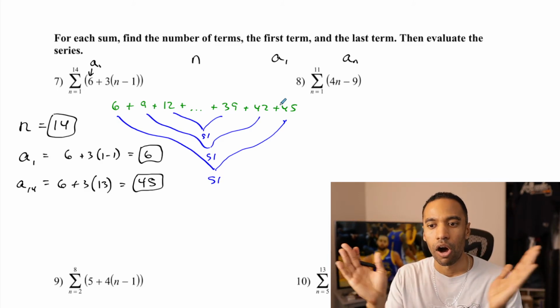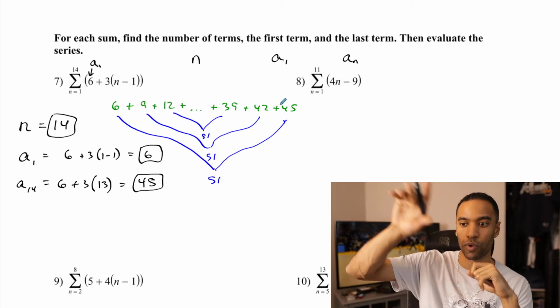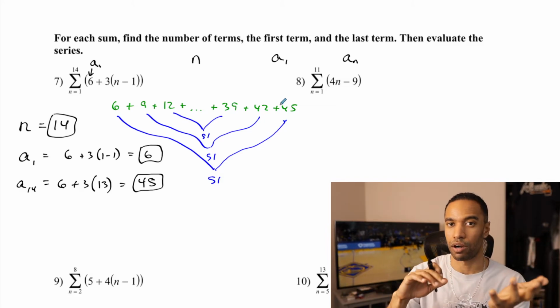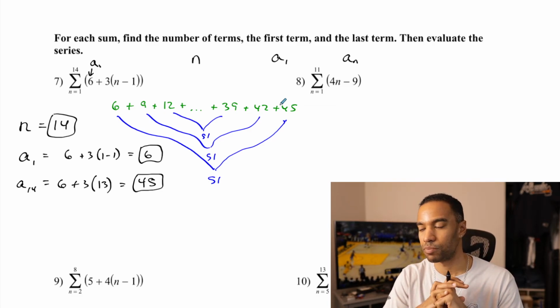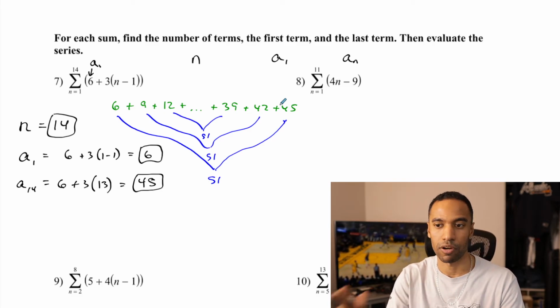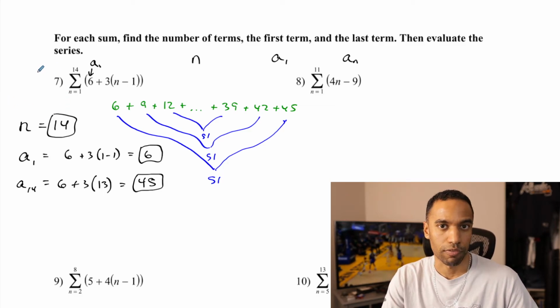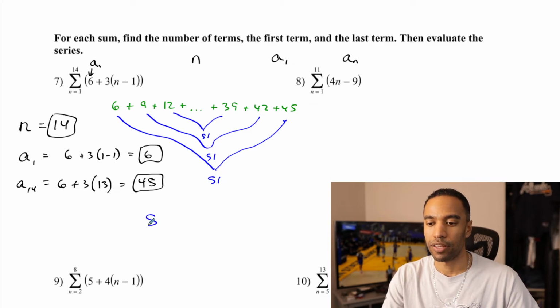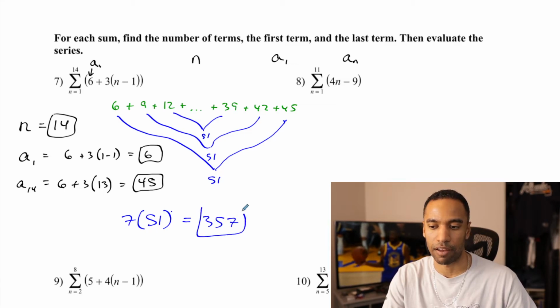If I pair all these numbers off, I get 51 for each of them, and if I multiply 51 by the number of pairs that there are, then I'll get my answer. And that's exactly what we're going to do here. 51 times 7. There are 7 pairs. If there are 14 terms, then there are 7 pairs. I can divide 14 by 2 to figure that out, right? So my final answer, by the way, would be 7 times 51, which is going to be 357. I'm going to tell you that right off the bat.